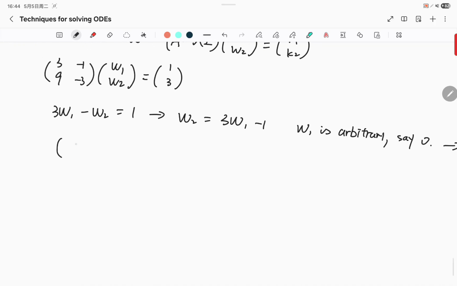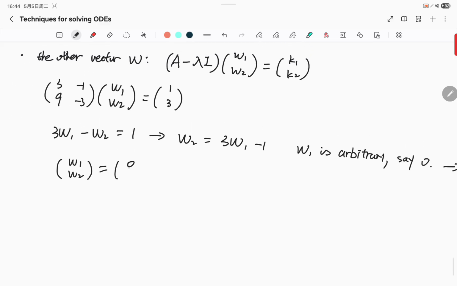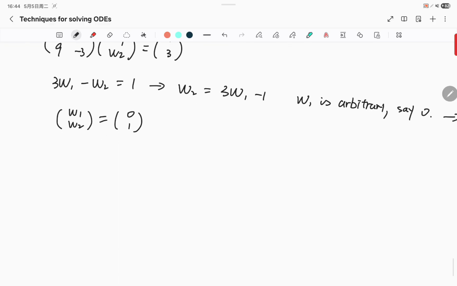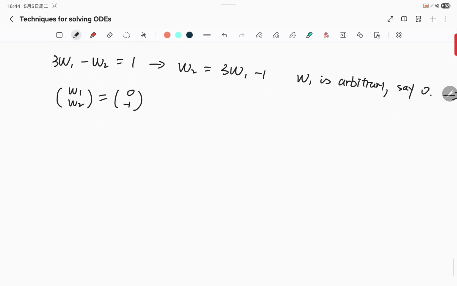So my W1, W2 is 0, -1. Oh wait, which one is 0? W1 is 0. And don't mix these two up, huh? Don't mix this value up. It's not 1 and 0. Pay attention to which one you choose to be 0, which one is non-zero. This is not 1, this is -1, because 3 times 0 minus 1 is W2.